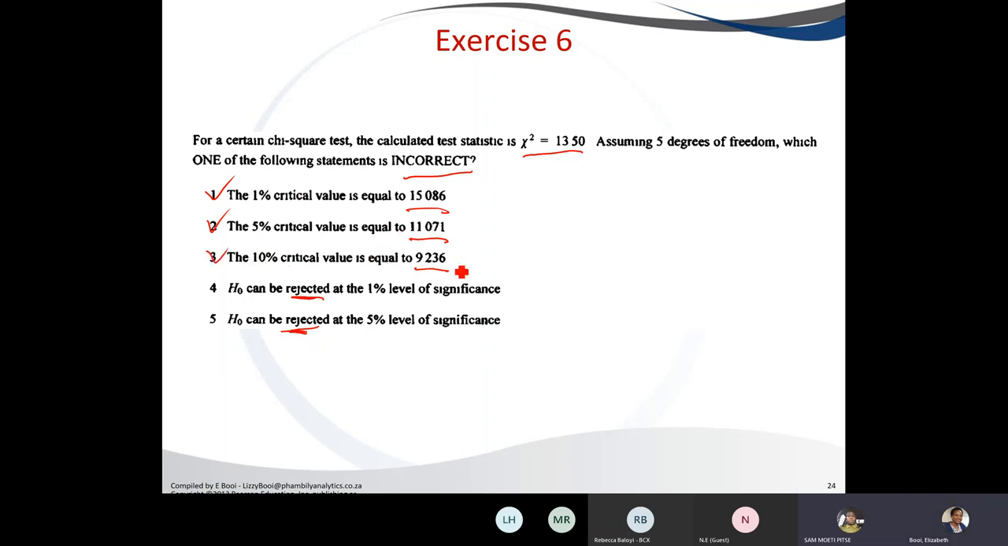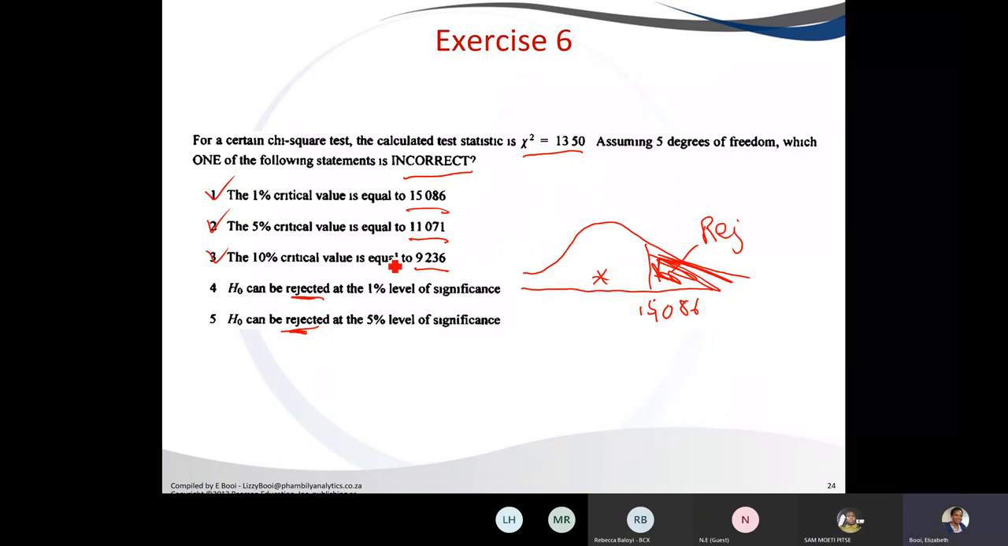So now, since we know all this, we're going to say for 1%, if this is our region of rejection created by the critical value of 15.086, where is 13.5? 13.5 falls inside here and it falls in the do not reject area. And the statement here says H naught can be rejected at 1%. Therefore, this is the incorrect statement.